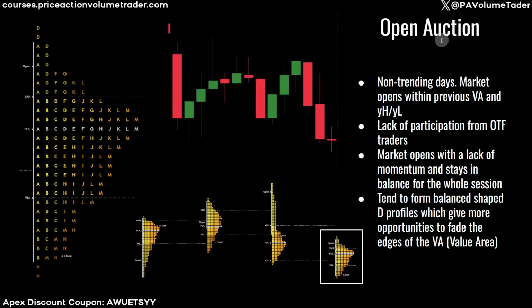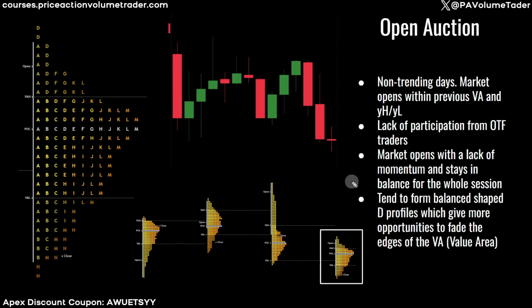And then the last type we have is the open auction. This is more of a non-trending day. Market opens within the previous value area and yesterday's high or low. There's a lack of participation from other time frame traders, meaning there's not a lot of big players setting any kind of trending moves with conviction in one direction or another. Market opens with a lack of momentum and stays mostly balanced for the whole session.